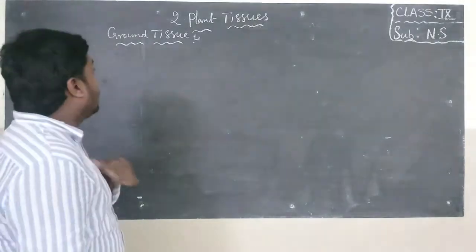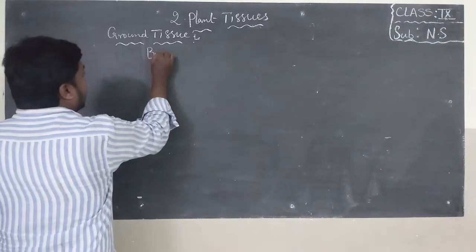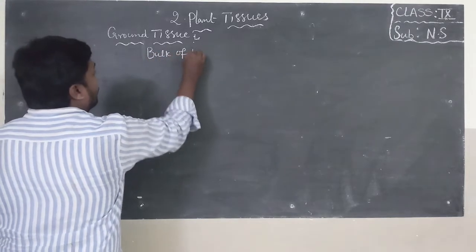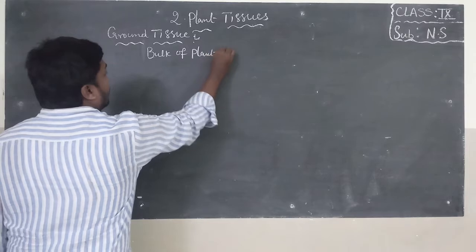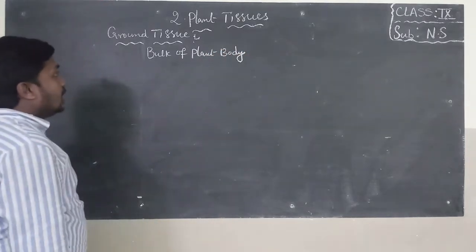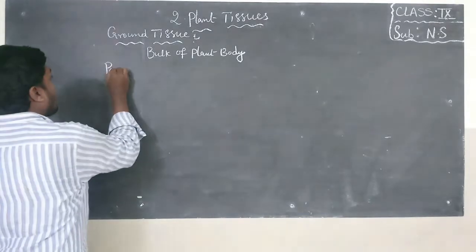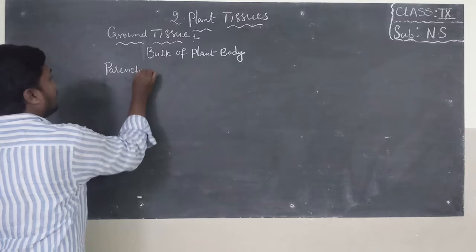Now I will explain about ground tissue. Ground tissue forms the bulk of the plant body. Ground tissue consists of three subtissues, that is parenchyma.